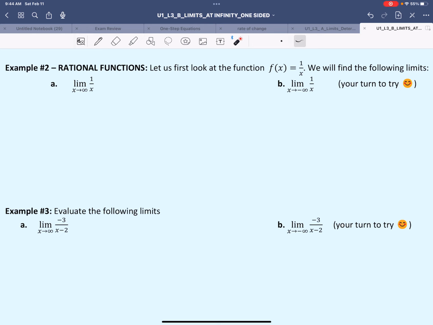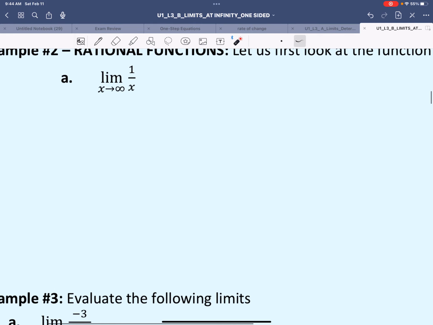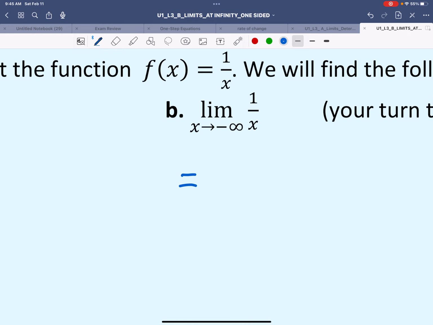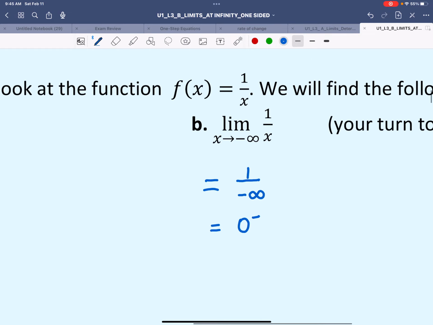So the limit as x approaches infinity of the function 1 over x, by direct substitution, would be 1 over infinity. If we divide a positive number by infinity, we know that we get almost 0, and because they're both positive, that's a 0 plus. Similarly, the limit as x approaches negative infinity for 1 over x will be 1 over negative infinity. So these two have opposite signs, which means that the answer would be 0 negative.